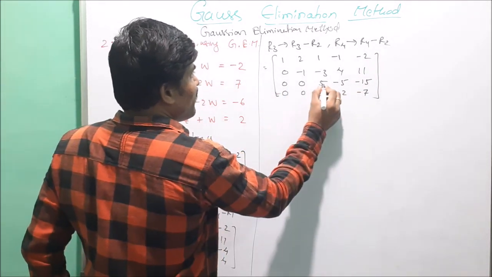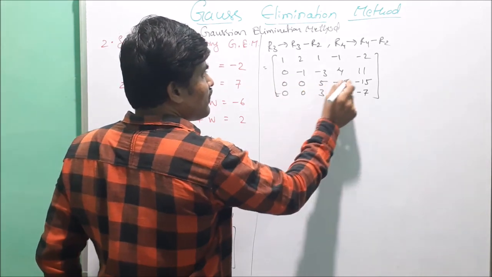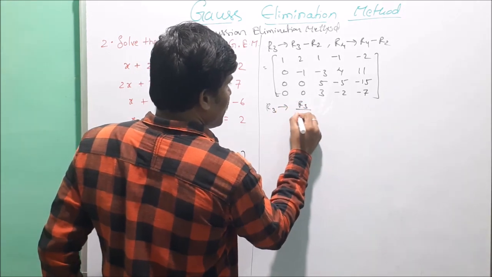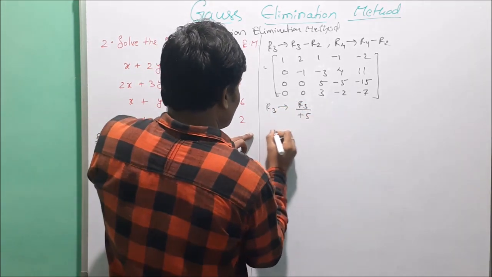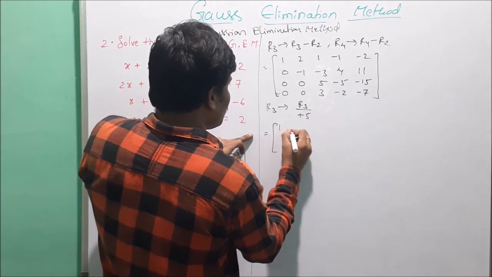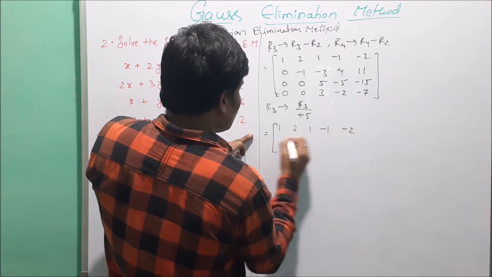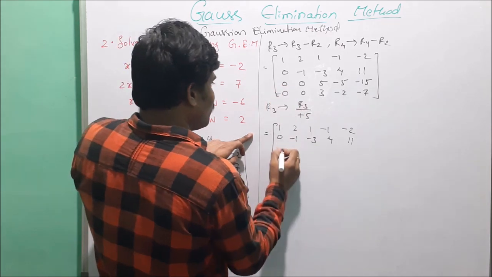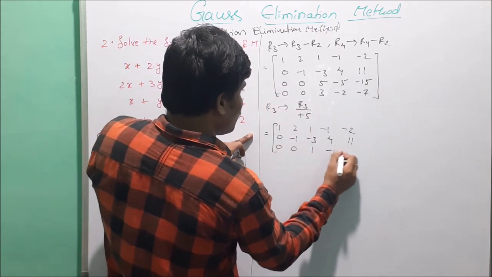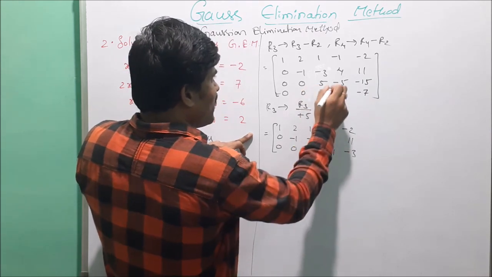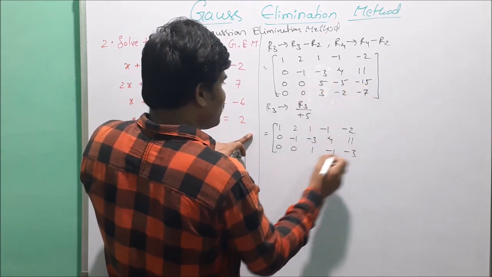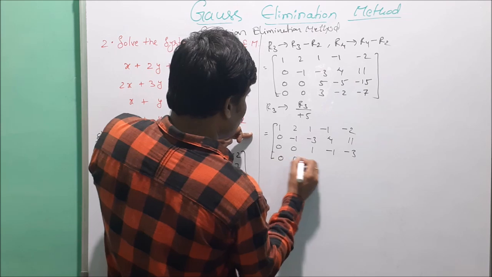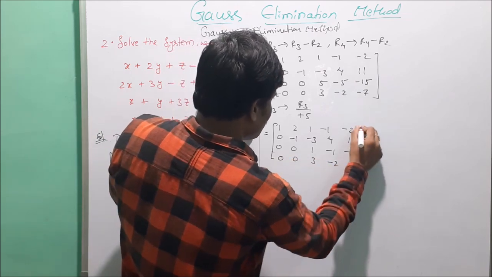Now here, divide by 5, the third row will be converted to 1, minus 1, minus 3. So R3 changes to R3 divided by 5. So here the resultant matrix, the first two rows do not change. The third row is divided by 5: 0, 0, 1, minus 1, minus 3. So 5 by 5, 1, minus 5 by 5, minus 1, minus 15 by 5, minus 3. The fourth row also does not change: 0, 0, 3, minus 2, minus 7.